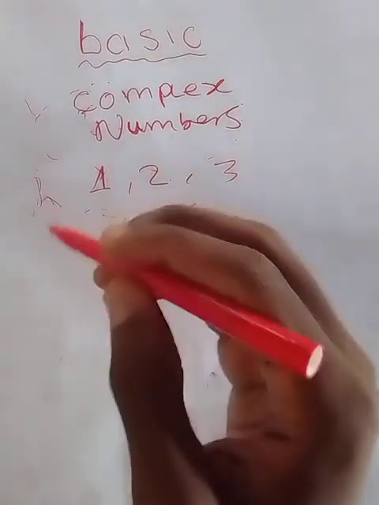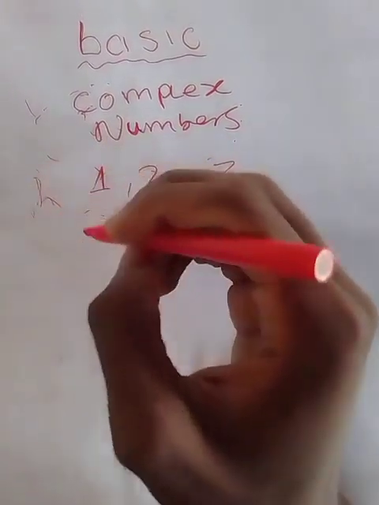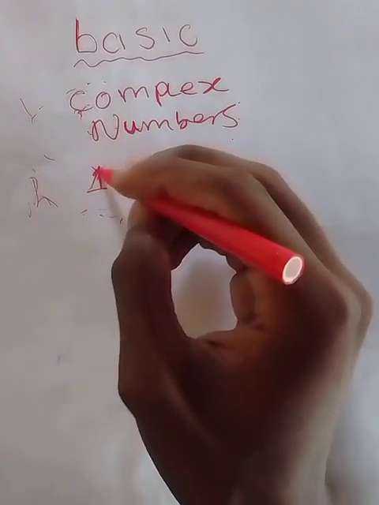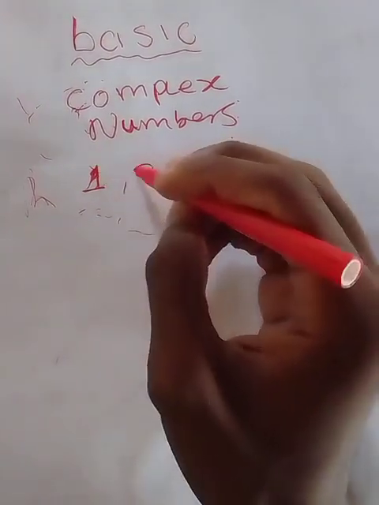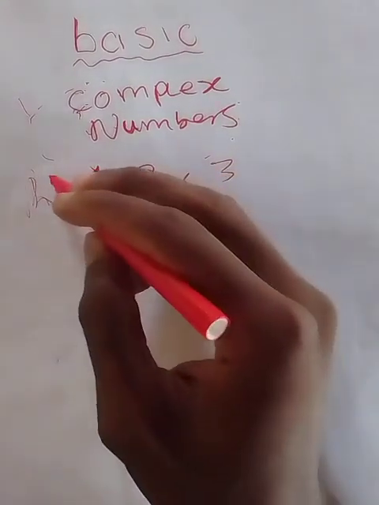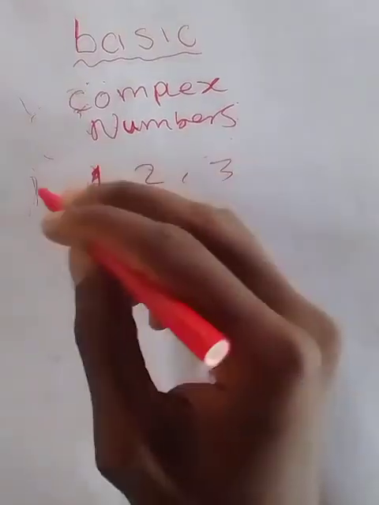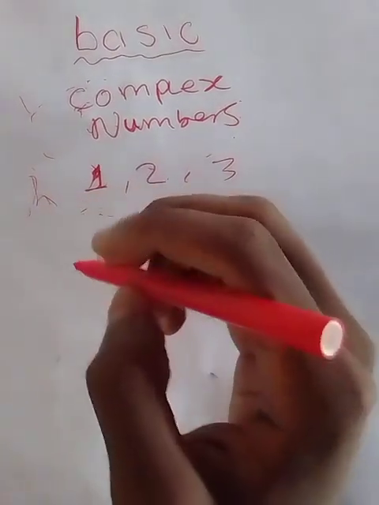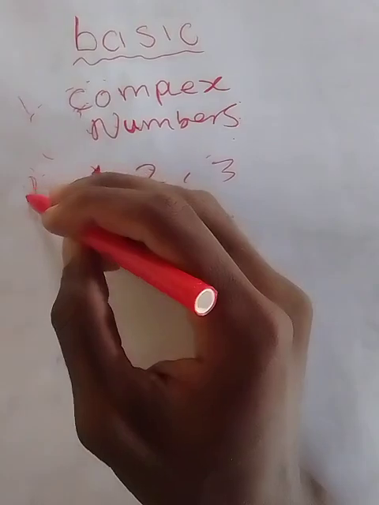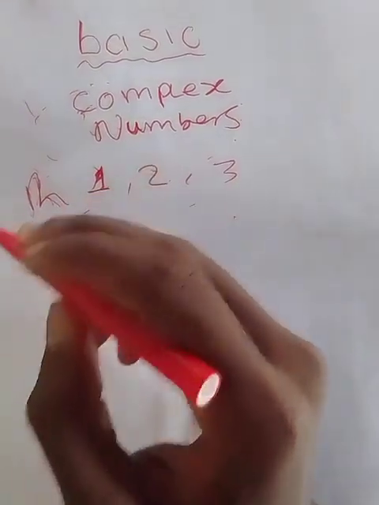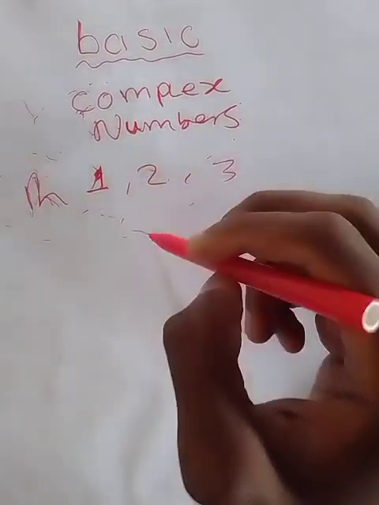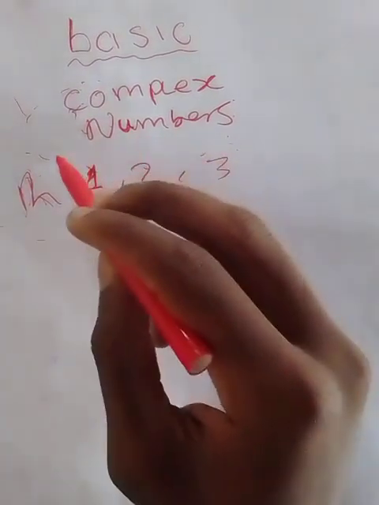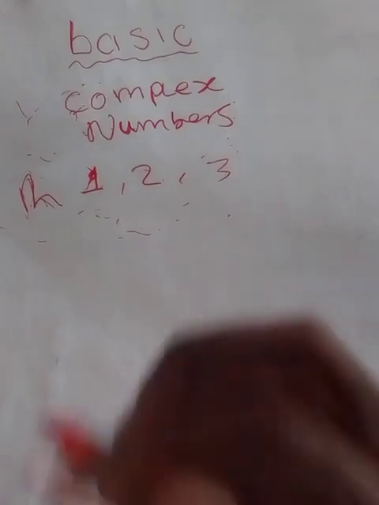So there are real numbers. Real numbers also consist of numbers like 1, 2, 3, the integers. They consist of all the numbers that we use. They are part of the real numbers, which is represented by R. So now, apart from these real numbers, which the majority of people are familiar with, there are also what are called the complex numbers.